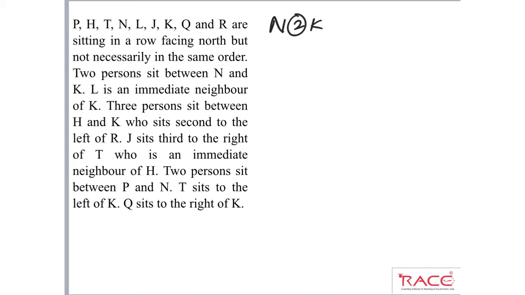Understand? Next, L is an immediate neighbor of K. So L K or K L. Again, in this case, I have no idea whether L is to the right of K or to the left of K. But what I know is L is a neighbor of K. So that's why I have mentioned both possibilities. It can be LK or it can be KL. Next, three persons sit between H and K. So H, three persons, K.